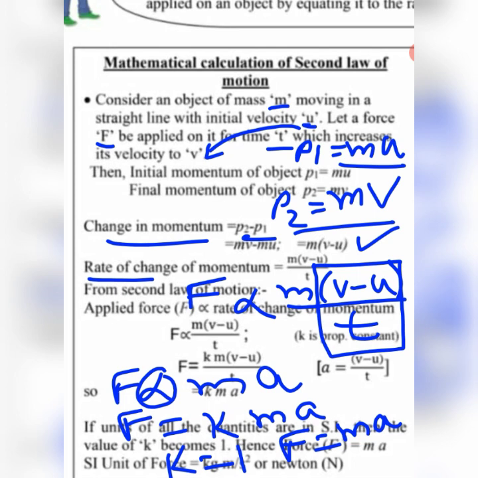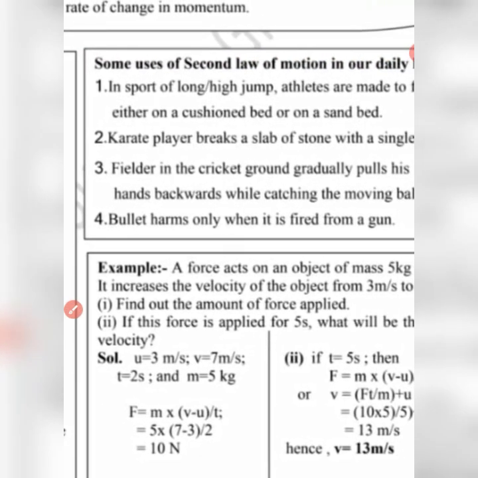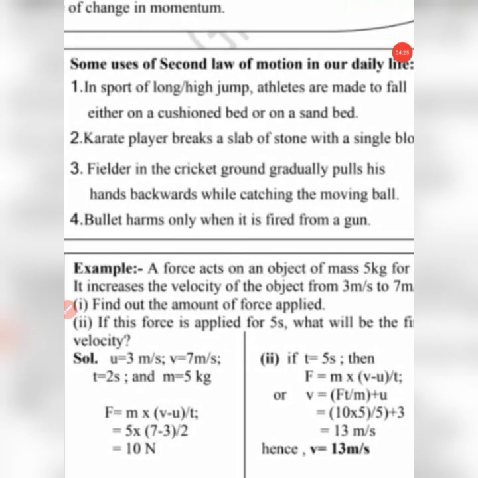I hope, students, it must be clear to you. Now let us see some examples related to this second law of motion. The first example is that in long jump or high jump, the athletes make a fall either on a cushion bed or a sand bed. The second is when a karate player, as you all must have seen, breaks a slab of stone with a single blow of the hand.